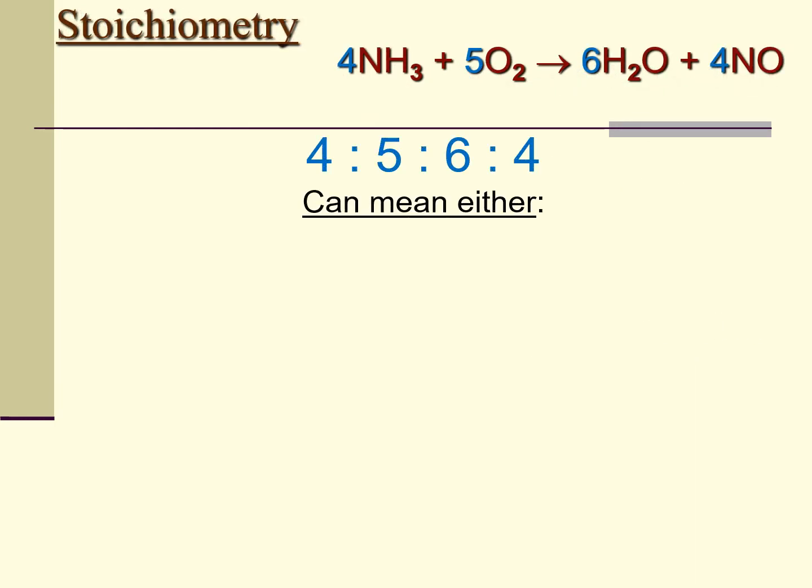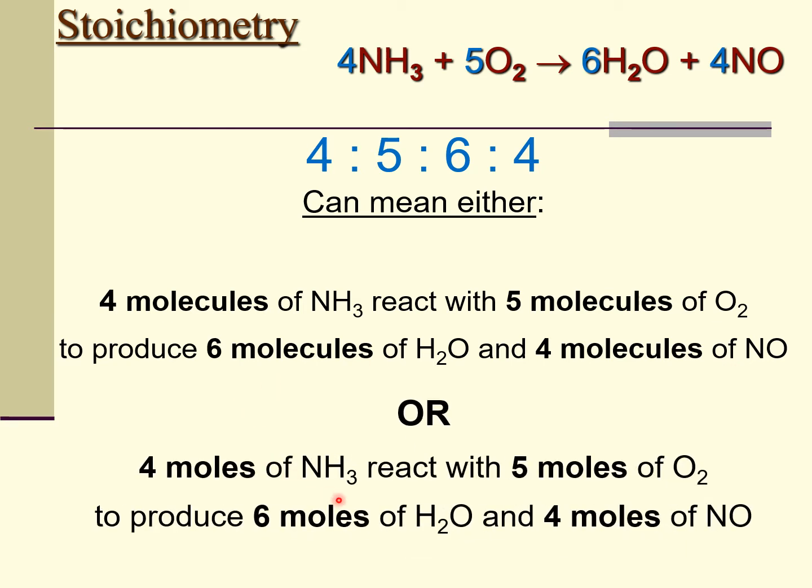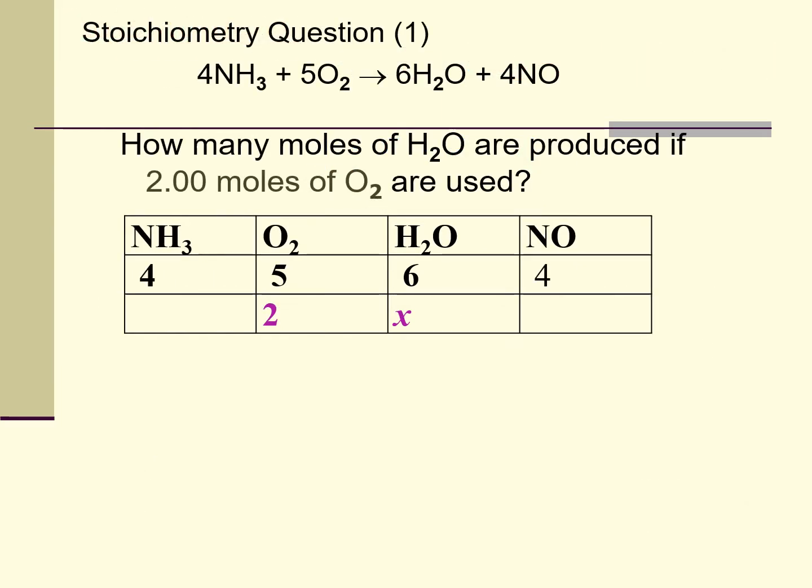Okay, 4 is to 5, 5 is to 6, 6 is to 4 can mean either 4 molecules of ammonia reacting with 5 molecules of O2 to produce 6 molecules of water and 4 molecules of nitric oxide, or 4 moles of ammonia to react with 5 moles of oxygen to produce 6 moles of water and 4 moles of nitric oxide. Now, to make it clear, I put in a table. Okay, 4, 5, 6, 4.